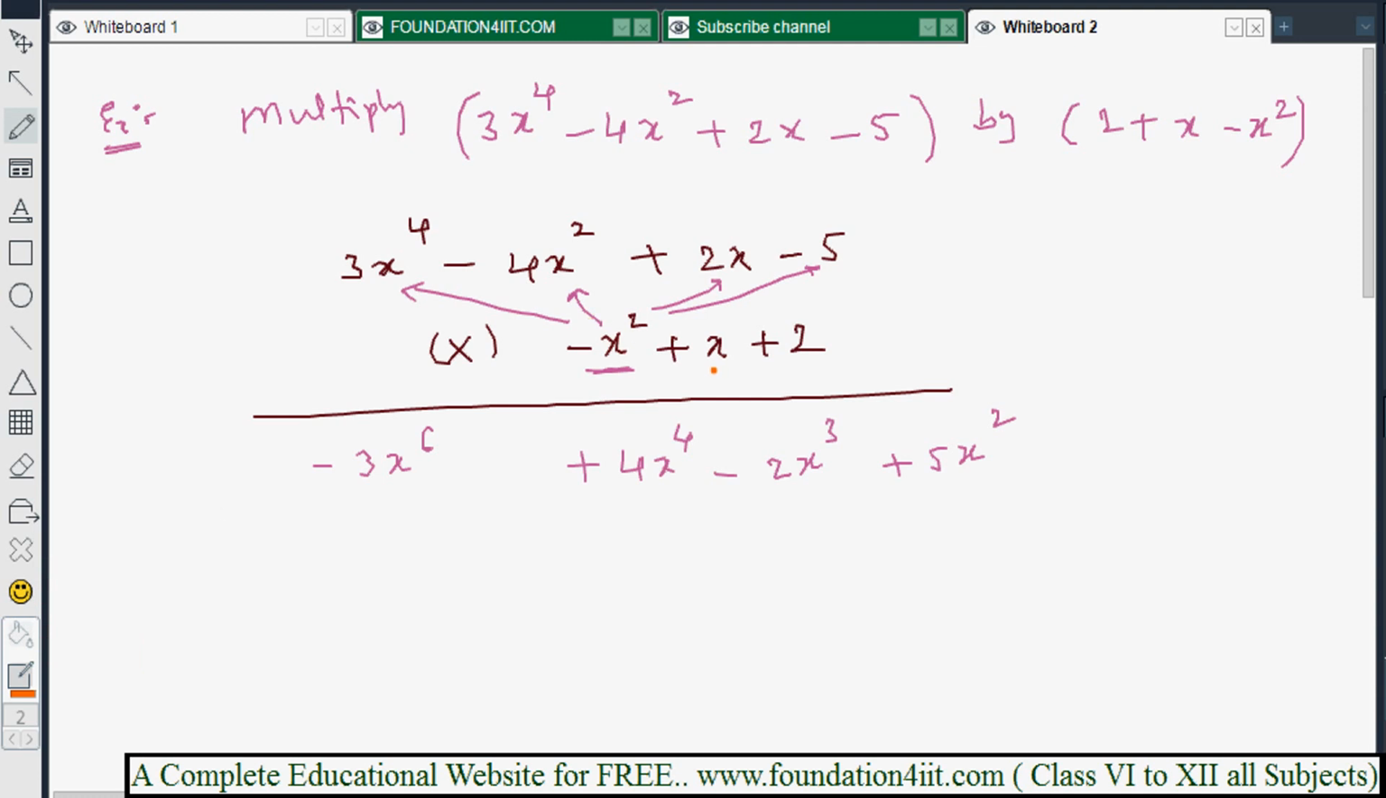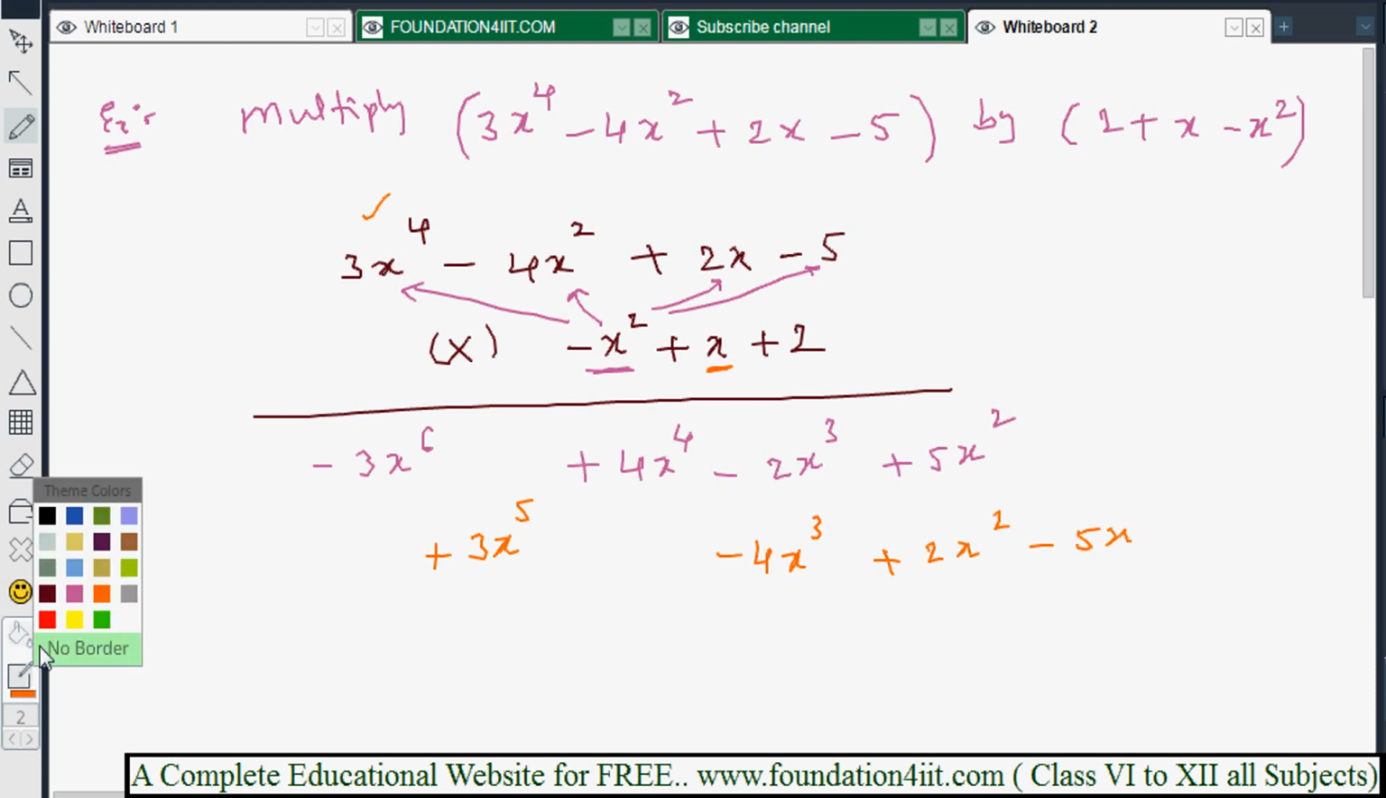Now take this x and multiply each and every term on top. So x into 3x power 4 is 3x power 5. It's a power 5 term, so plus, it is a positive value. Next x into minus 4x square is minus 4x cube. So under cube you can write it. For like terms it's easy for calculations. And x into 2x is plus 2x square. And minus 5 into x is minus 5x.